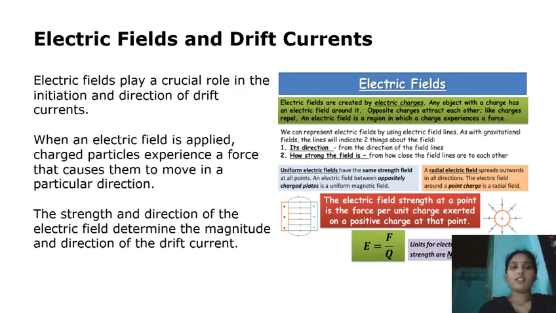And next, electric fields and drift currents. Electric fields play a crucial role in the intensity and direction of drift currents. When an electric field is applied, charged particles experience a force that causes them to move in a particular direction. The strength and direction of the electric field determine the magnitude and direction of the drift currents.